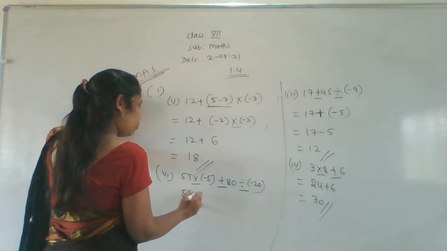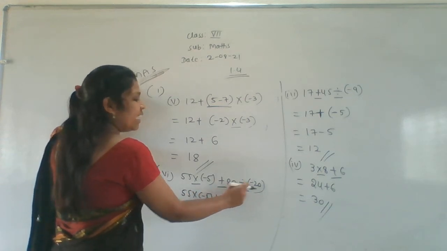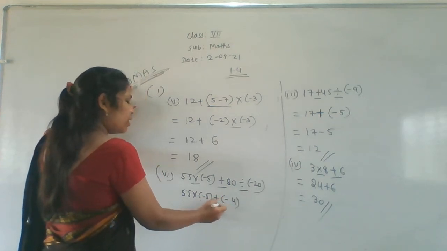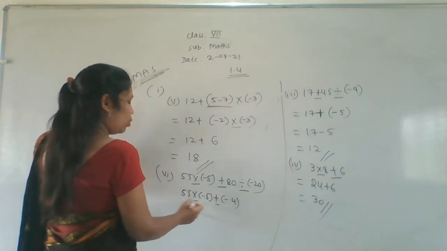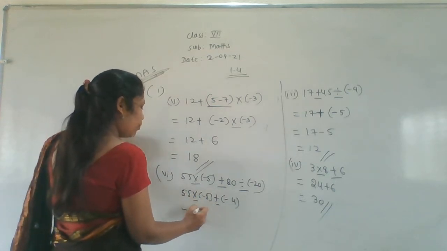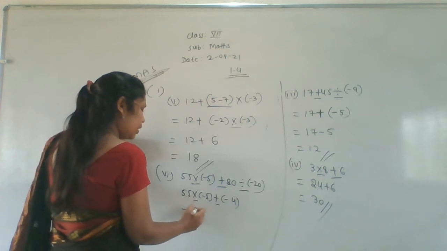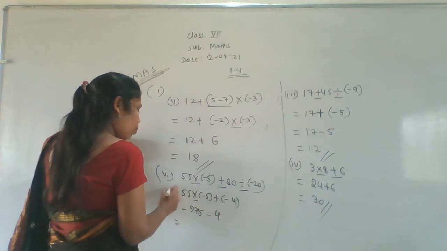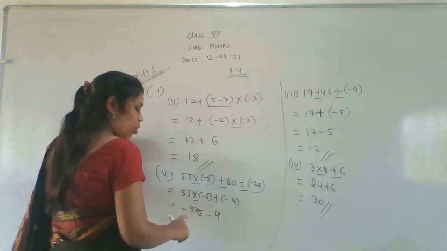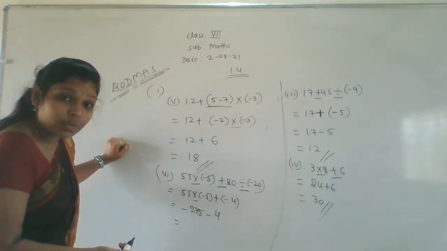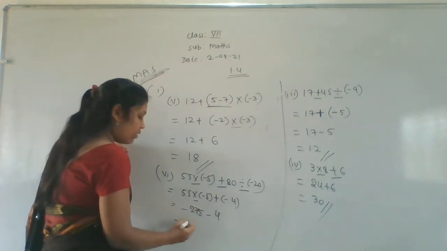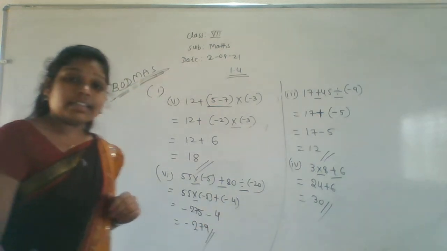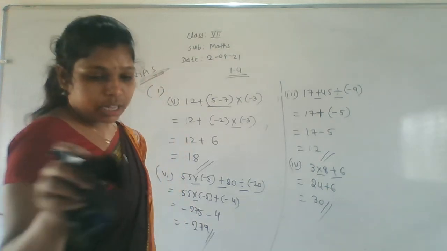Do the division first. 80 divided by minus 20 means it is a minus 4. Next, after division we have to do the multiplication. Do this multiplication. 55 into minus 5, 5 5s are 25, 5 5s are 25 plus 2 is 27, minus 275, and here plus into minus 4. So what did we get? Minus 275 minus 4. Both are minus, so we need to add the values and write the minus sign. That will be the minus 279. Okay, so now the 7th.